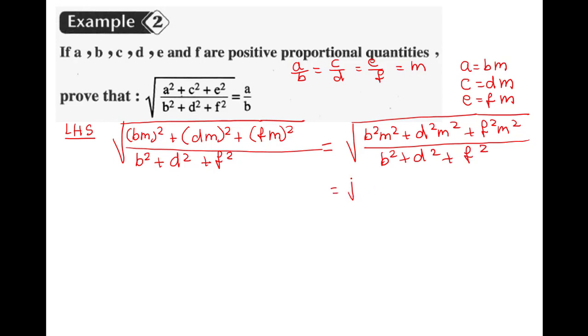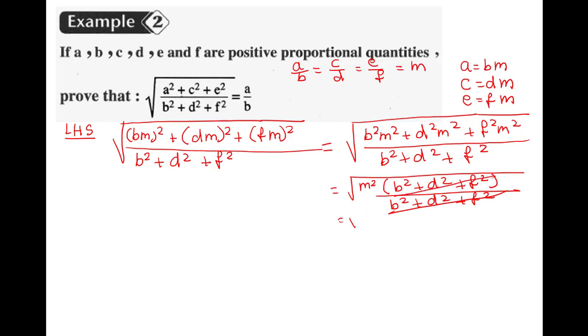This will give me the square root of m squared common factor, leaving me with b squared plus d squared plus f squared over b squared plus d squared plus f squared. These will cancel together to leave me with the square root of m squared, which is equal to m.